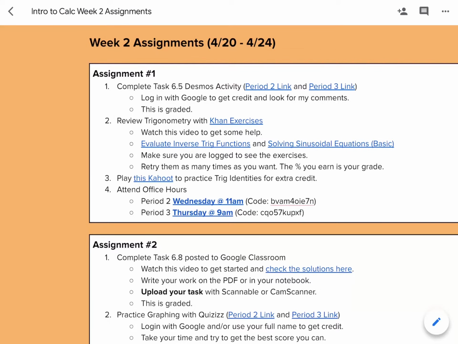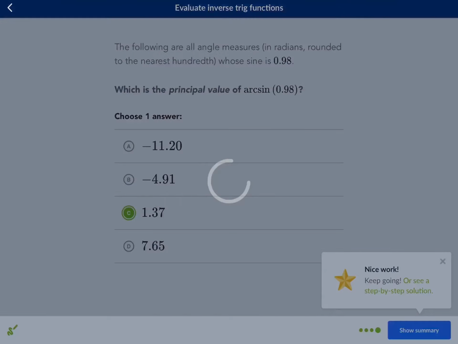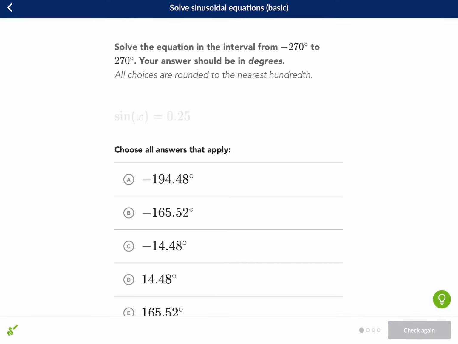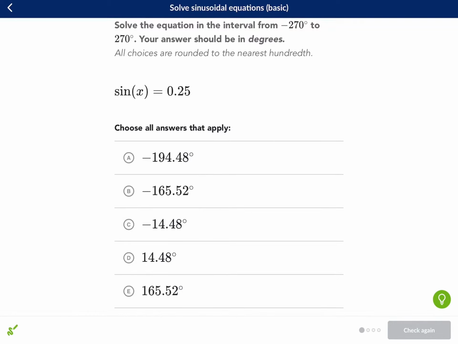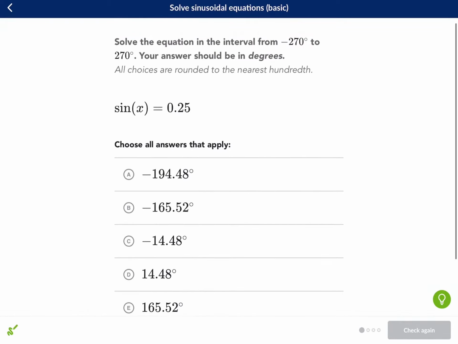Okay, so let's check out the second set. The second set is solving sinusoidal equations, basic. This is tricky. I'm giving you that heads up right now. Please, if you're struggling with these, bring them to office hours, jot them down. I would love to try one of these with you, but I'm going to give you a few examples.